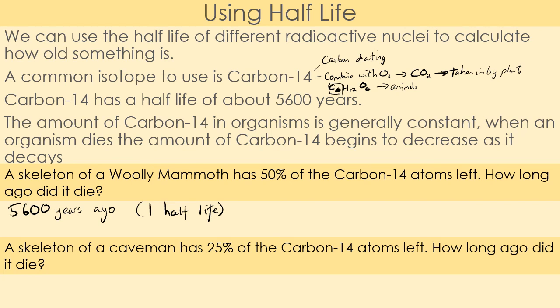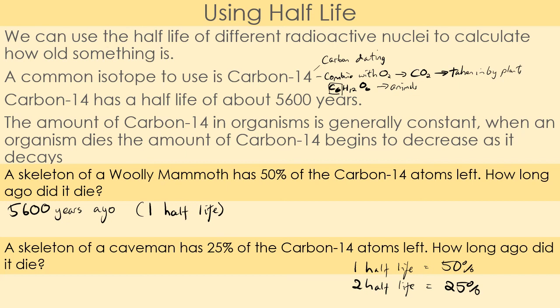We've now got a skeleton of a caveman we found. It's got 25% of the carbon-14 atoms left. How long ago did it die? I've got 25% now. We need to think in half-lives. One half-life is 50%. Two half-lives, we've decreased it again, we're at 25%. Three half-lives, we'll be at 12.5%, and so forth, getting smaller and smaller.